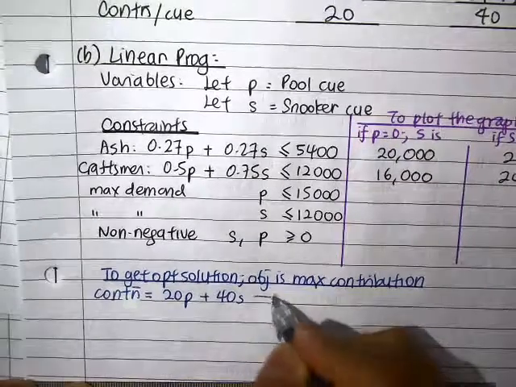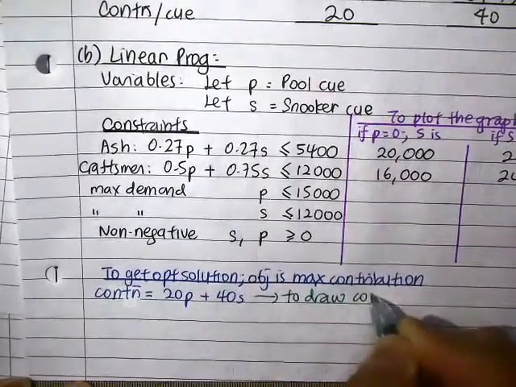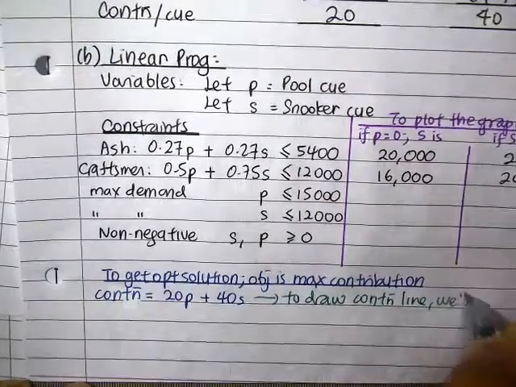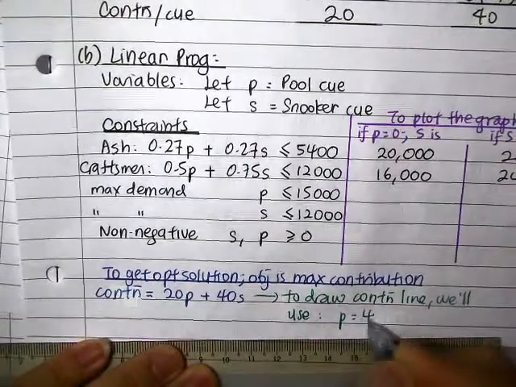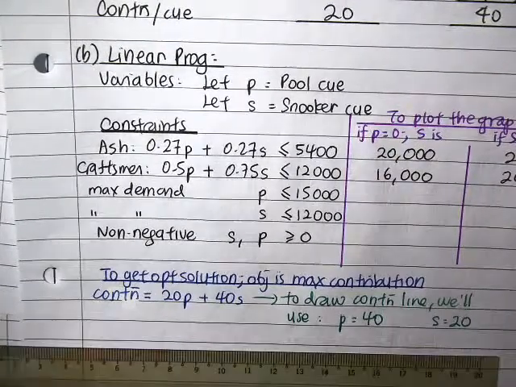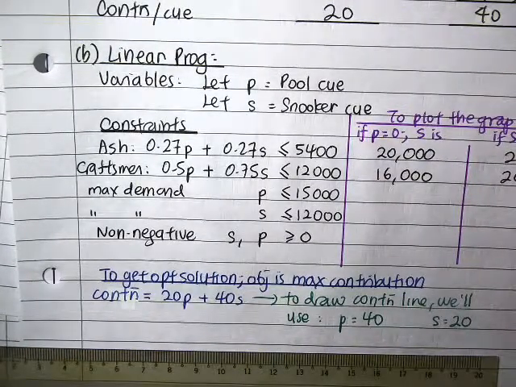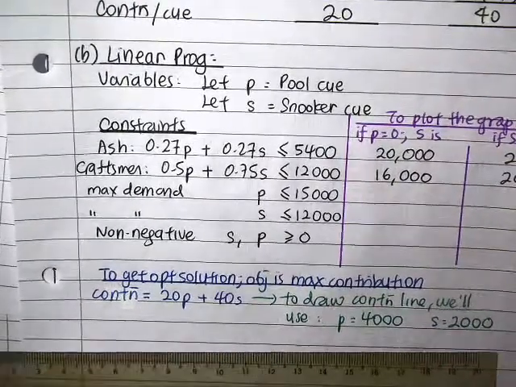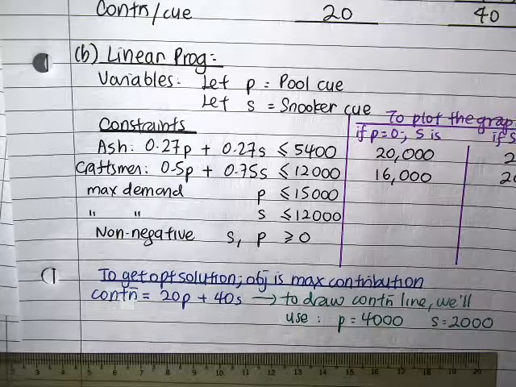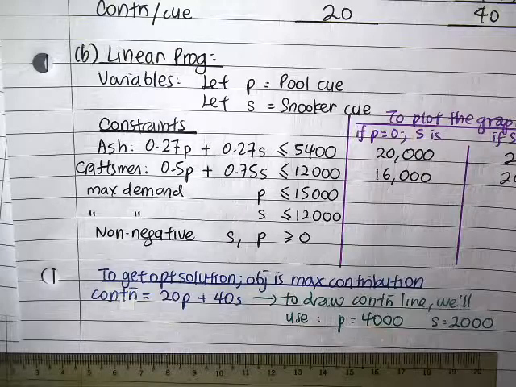Correct? So in this case, to draw the contribution line, we will use P equals to 40, S equals to 20. But when you look at your value here, it's all in thousand, correct now? So you wouldn't be using 40, right? So you got to magnify it. So even I think 400 and 200 is still too small. So might as well we just take 4 and 2000. Okay, so P will be 4000, S will be 2000. Now you just have to write down that to draw you need a value. So what value is that? Okay, just take 4 and 2.